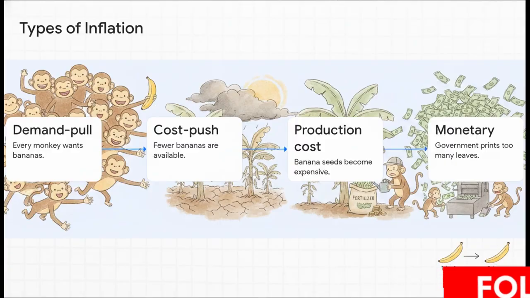See, there are 4 engines of inflation that literally rot your purchasing power and turn a 1-leaf banana into a 5-leaf luxury. First up is demand pull. Basically, everyone suddenly wants bananas. Then there's cost push. Maybe a drought hits, so fewer bananas are available. Third is production cost. Things like fertilizer get super pricey. Or finally, monetary inflation. The monkey government just prints way too many leaves.